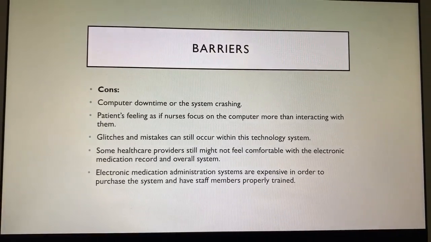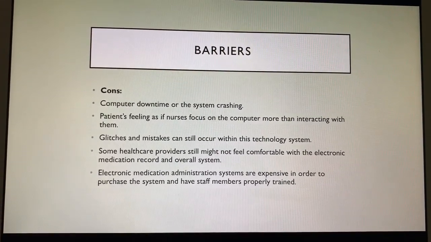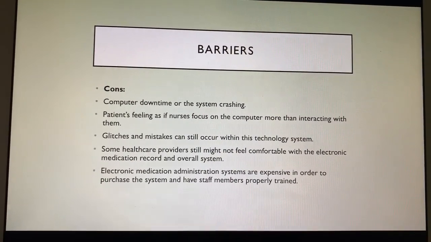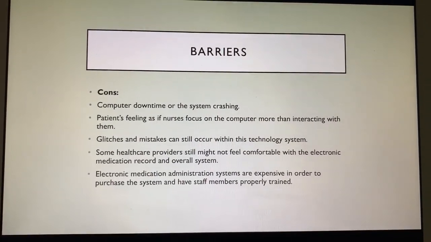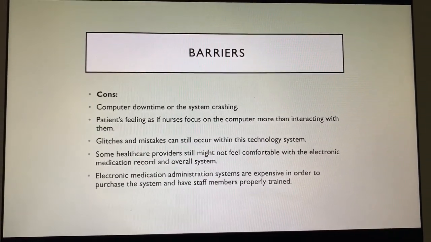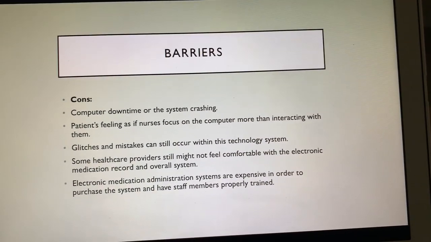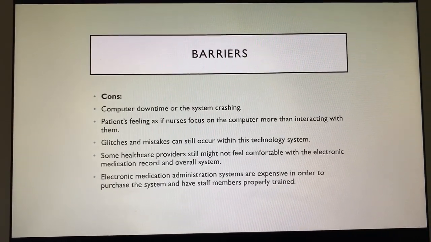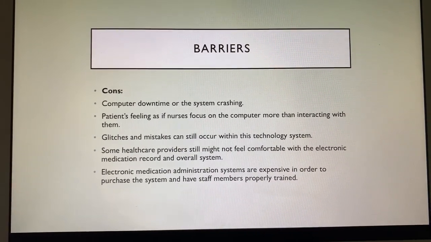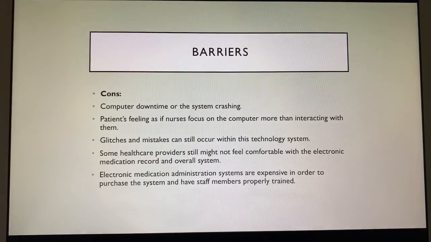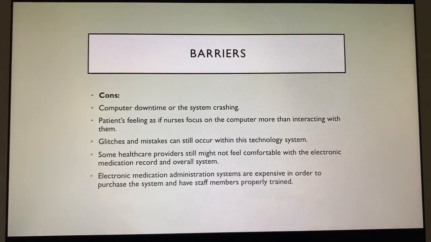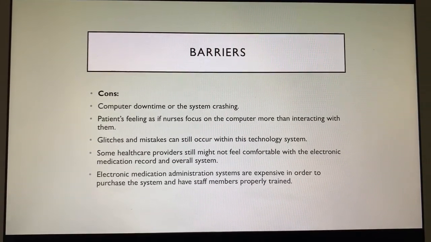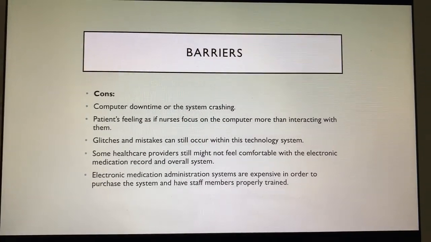And then the electronic medication administration systems are expensive for the facilities to purchase and then have their staff members properly trained. So it costs the hospitals or other facilities a lot of money to buy these systems and the equipment and to have it all installed and get it up and running. And then also extra expenses can come from needing to bring in people to properly train the staff on the system and the equipment so that they can use it and complete their jobs effectively and safely.